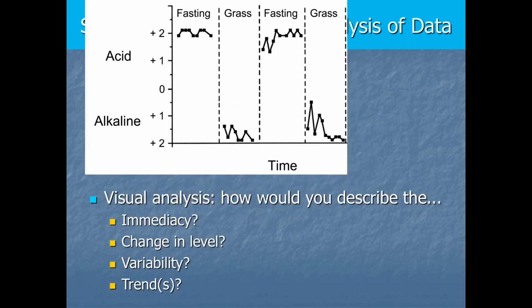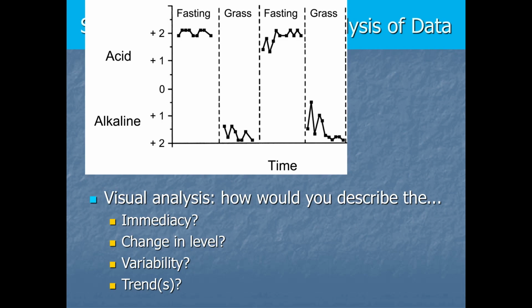So, okay, let's try applying these ideas to some new data. Here's a study done on some rabbits to see the effect of feeding on the pH of their urine. If you were doing a visual analysis of this data, how would you describe the 4 elements that we've talked about, the 4 elements we look for? Take a moment to pause the video and think about each of these 4 elements.